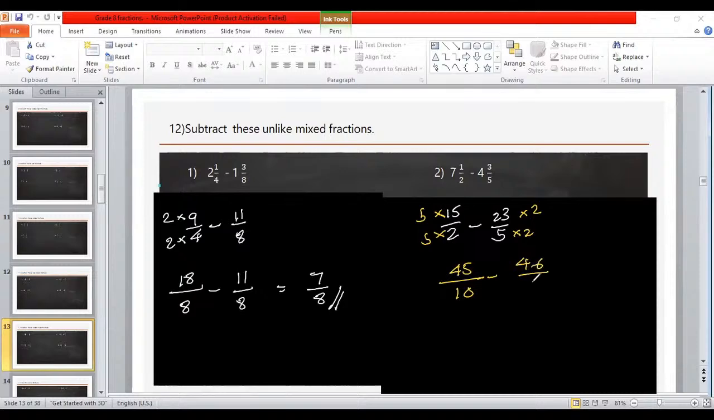46 over 10. Check it again. 2 times 14 and 1, 15 over 2 minus 4 times 5, 20 and 3, 23 over 5. One and minus 1 over 10 is the answer here.